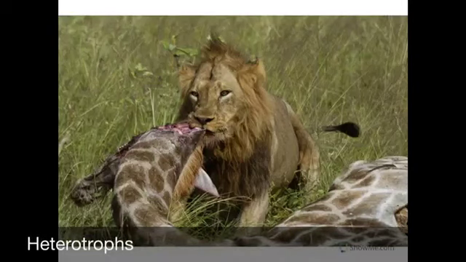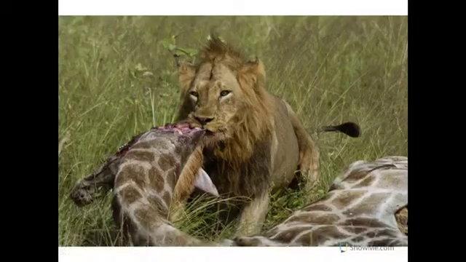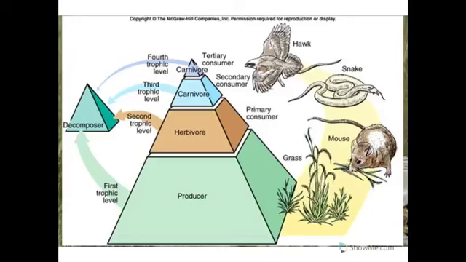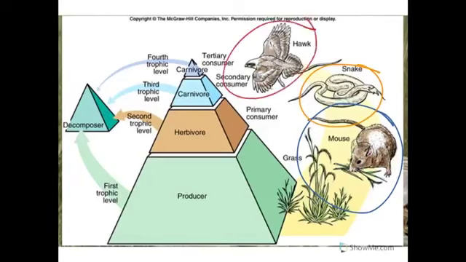All heterotrophs are consumers. Organisms that consume only autotrophs are classified in the primary consumer trophic level. So in this pyramid, the mouse would be our primary consumer. Organisms that consume primary consumers are called secondary consumers, like this snake here. And the organisms that consume the secondary consumers are tertiary consumers, like the hawk, who will eat the snake.